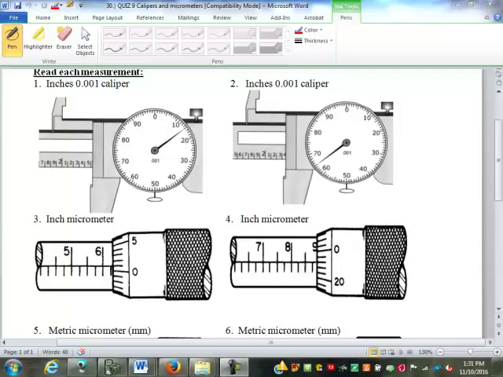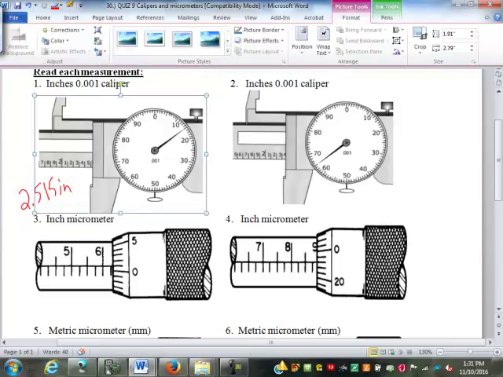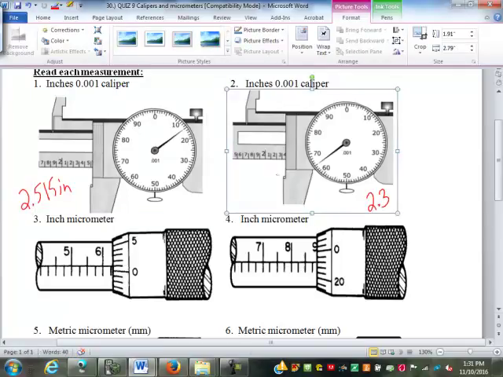Okay, so for this first one, is it metric or standard? It says inches, right? So hopefully it's standard. So 2.515 inches. Good. How about this one? 2.3, 2 whole inches, 0.3, and then 65. So 2.365 inches.